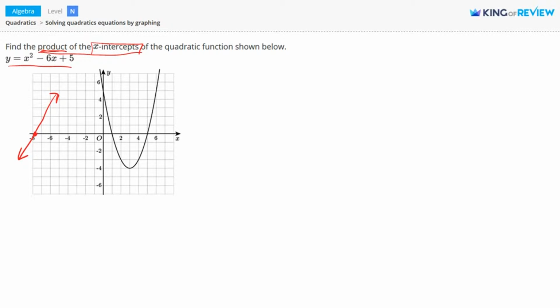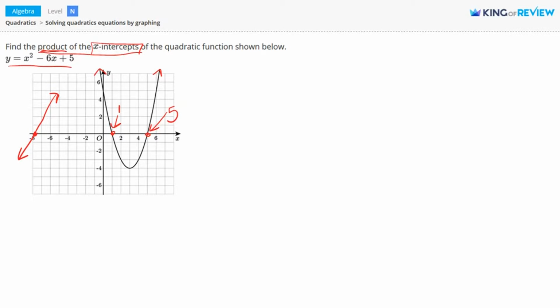Now let's look at our parabola here. If we have a parabola here that's plotted already for us, where does it cross the x-axis? Well, it crosses right here, and it crosses right here. It has two x-intercepts. What is this point here? Well, this is at 1. The x-coordinate is 1. And what about this point here? This is at 5. So it has an x-intercept at 1 and an x-intercept at 5.